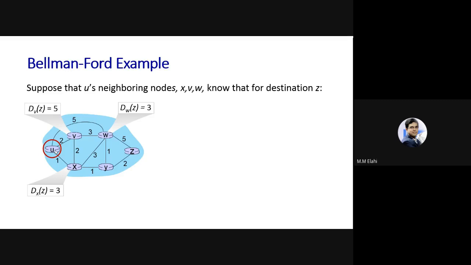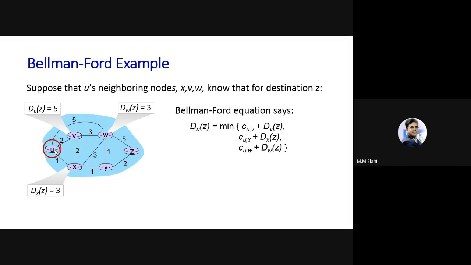Now see, U has two types of values. One is direct cost, that is C, and one is estimated cost from the neighbors. So if Z is the destination, now you will get 3 possible paths. For each path, there are 2 values: one is direct cost and one is estimated cost from the neighbor. So what will you do? You will now calculate the estimated cost from U to Z. You have 3 neighbors, so it will have 3 possible values.